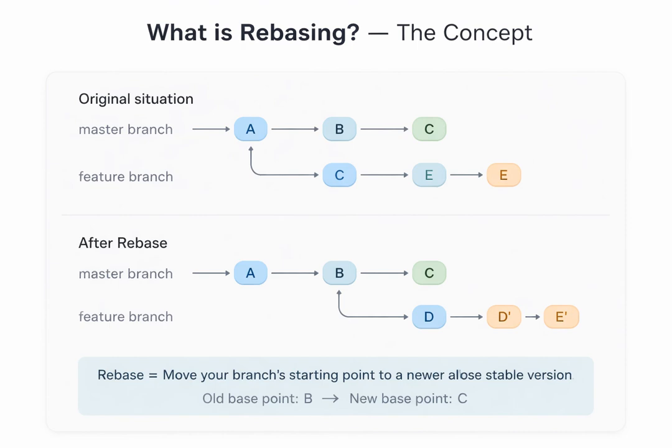Rebasing means you're saying, hey, instead of being based on that old point, I want to rebase my branch on this newer, more up-to-date point. You're essentially replanting your branch onto a newer foundation. This keeps your branch current with the latest stable version of the code.